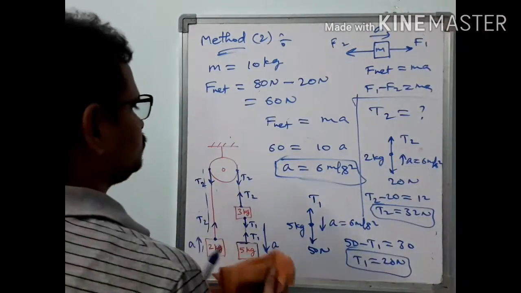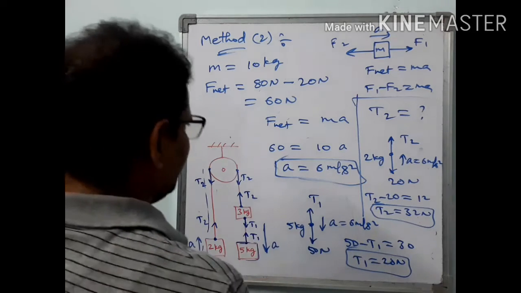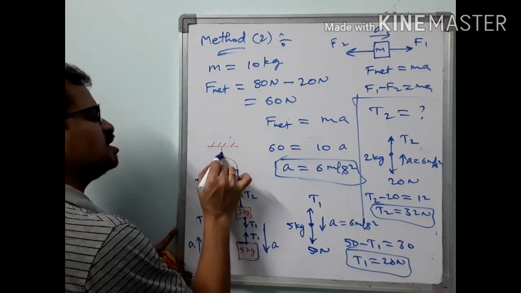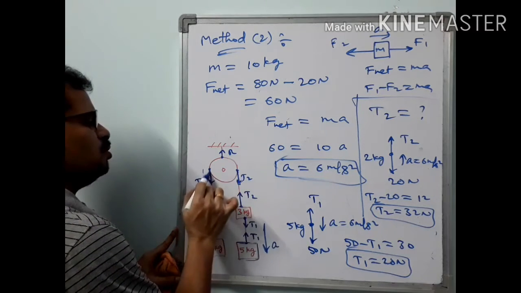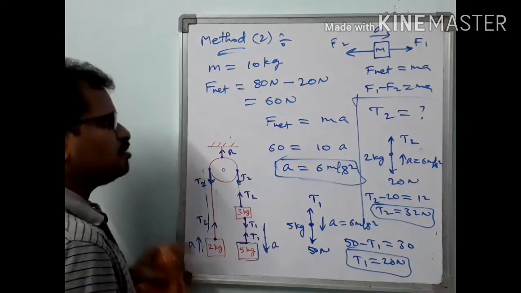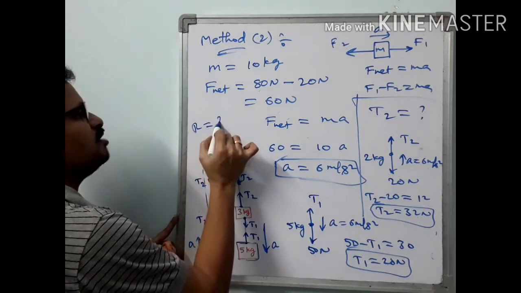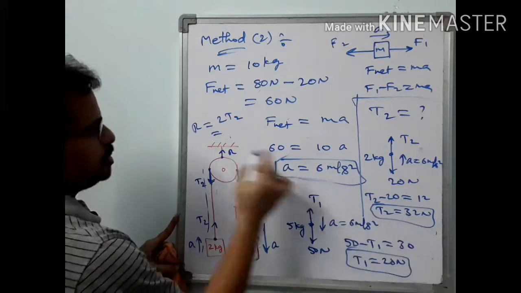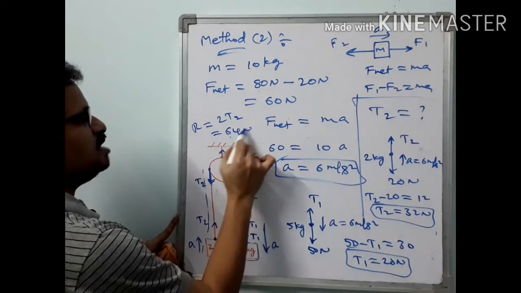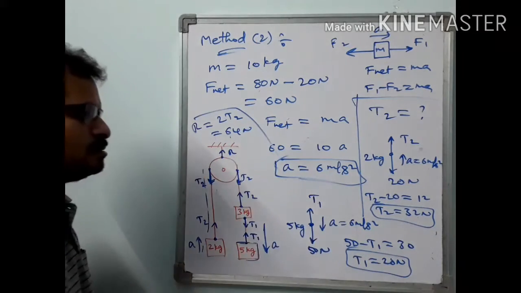Next, we have to find the reaction force. Tell me here, the reaction force. The reaction force acts on this pulley like this. So one T2, one T2, two T2s are pulling this downwards. Therefore the reaction force R equals 2 T2. What is T2 here? 32 newtons. So the reaction force equals 64 newtons. Got it? How simple it is.